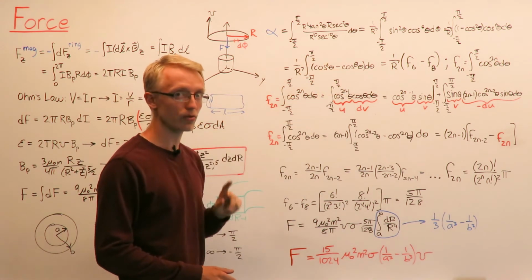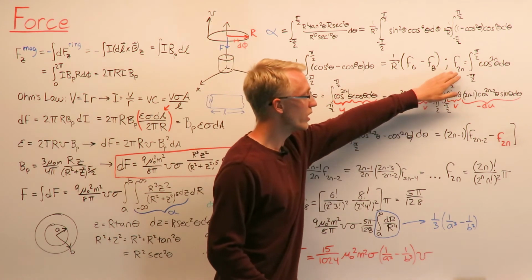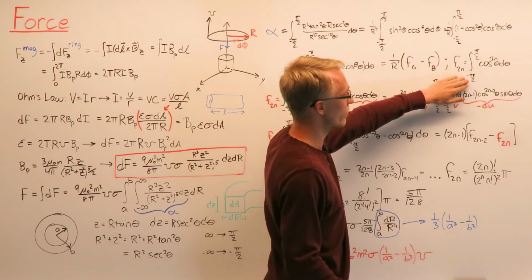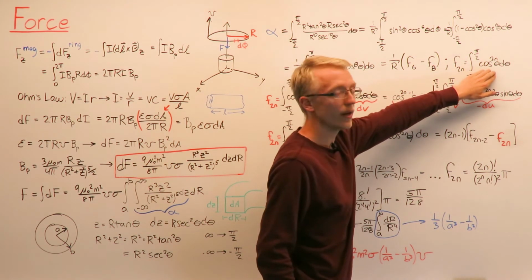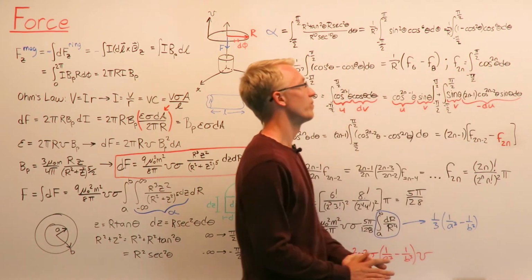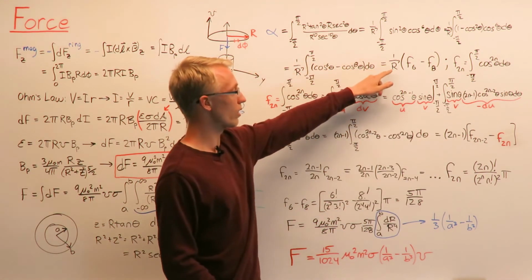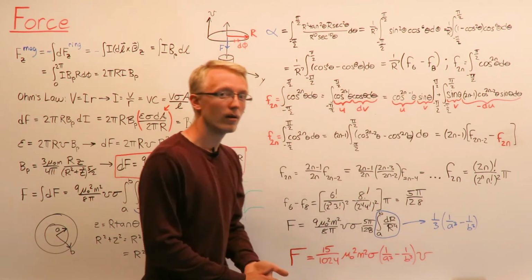So instead, I'm going to do another trick. What I'm going to do is define the function f2n as equal to the integral from negative pi over 2 to pi over 2 of cosine to the 2n theta d theta. If I use this definition, our expression becomes 1 over R to the 7th times f6 minus f8.